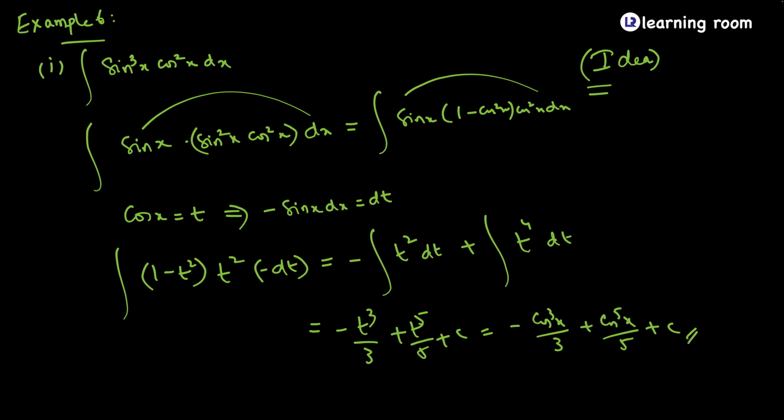So did you understand, whenever you have the combination of sine and cos, what are you supposed to do? Look at the one which has the highest power, right? You leave that one, or else, to put it simply, the one with the least power is supposed to be taken as t.